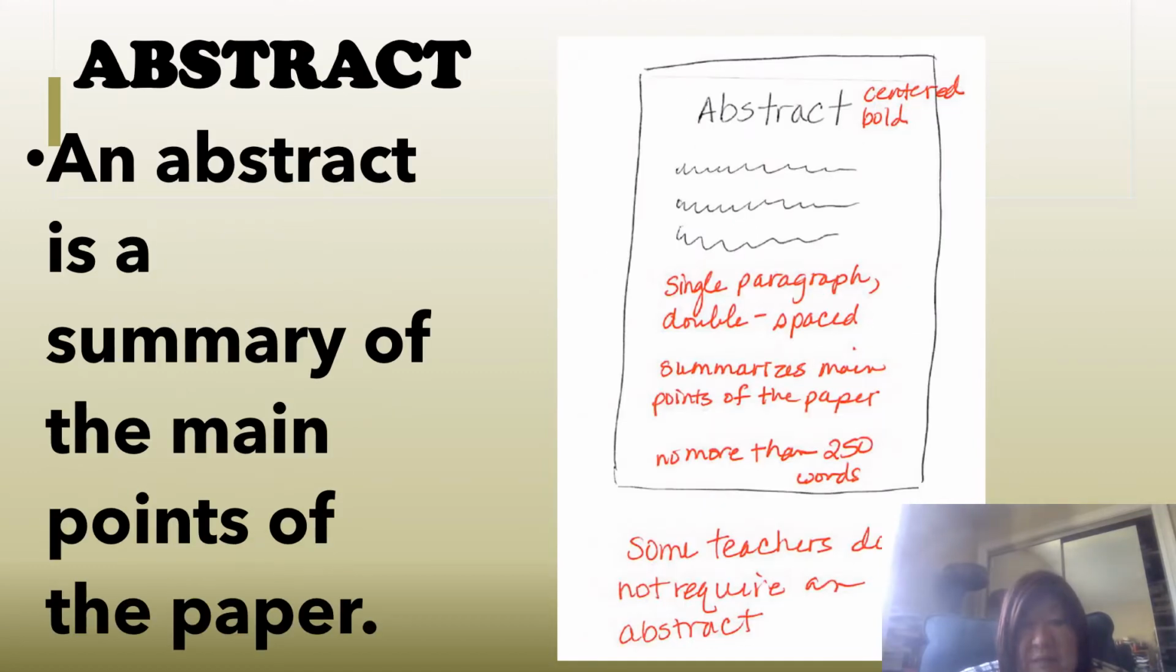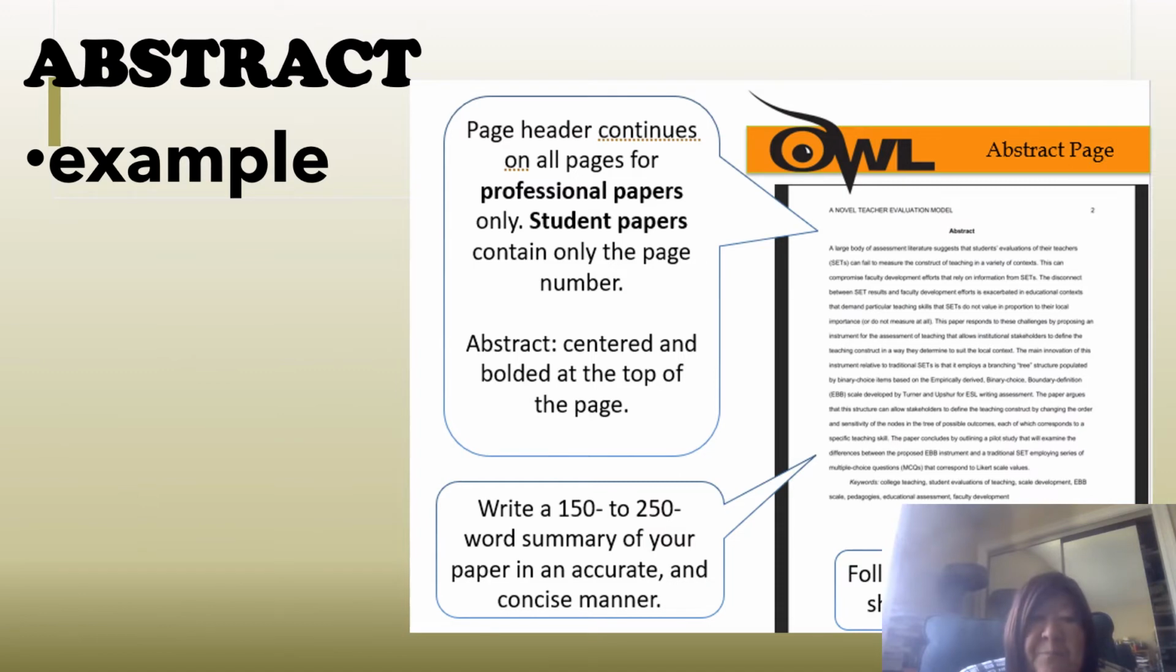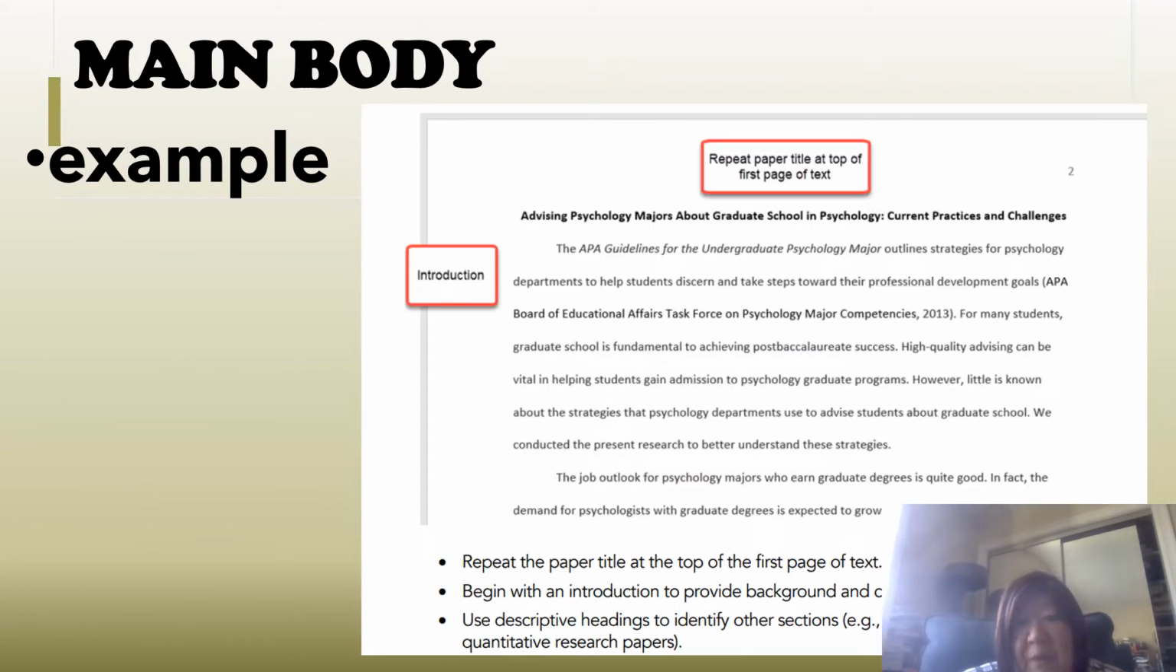Again, abstract is the summary of the main points of the paper, which we do not need for this paper because it's not a huge research paper. It's just a smaller type. Then you'll move to your main body, which, remember, you need a paper title at the top of the first page. You center it, and then you start talking. Okay, so where's my laser pointer? Is the title right there. Okay, and then it's not bold for the rest of the paper that you are writing.